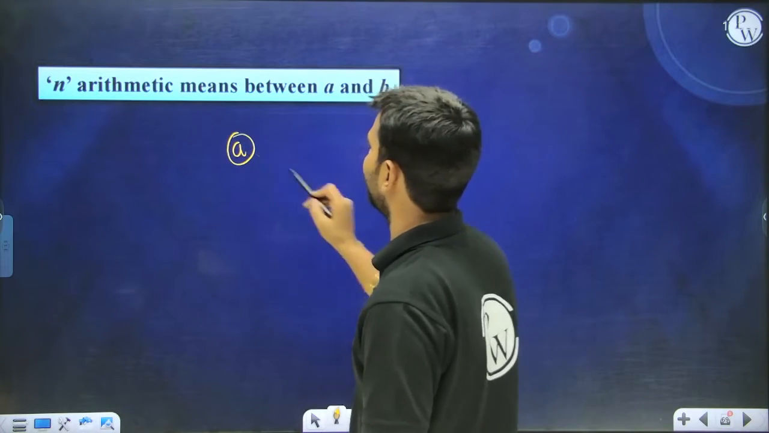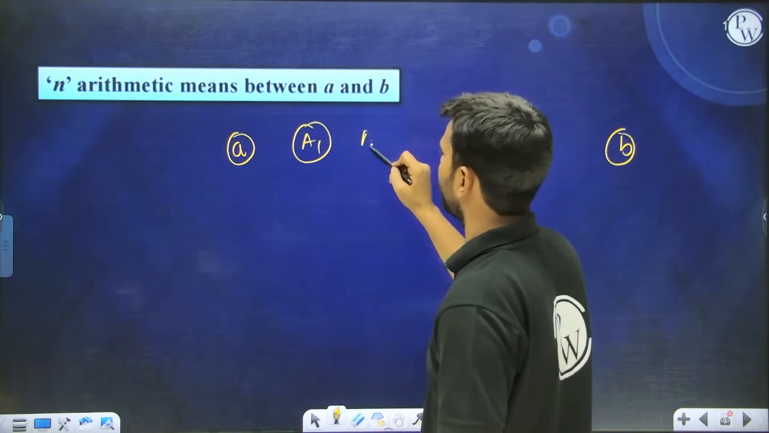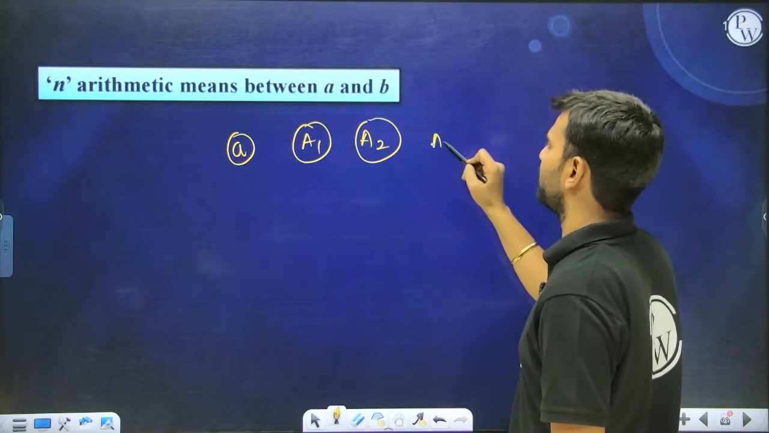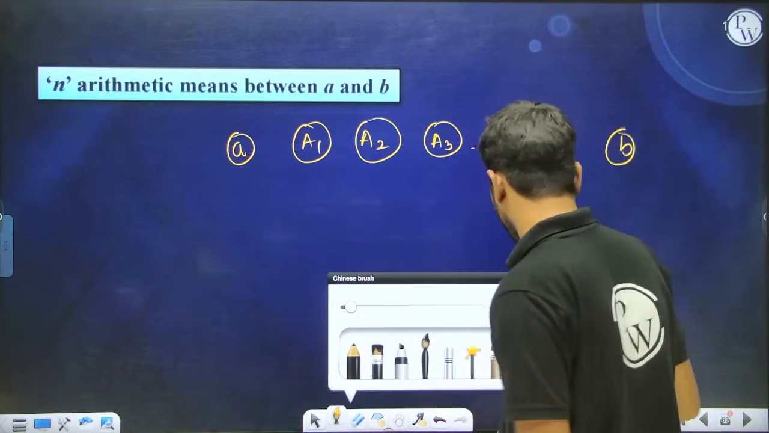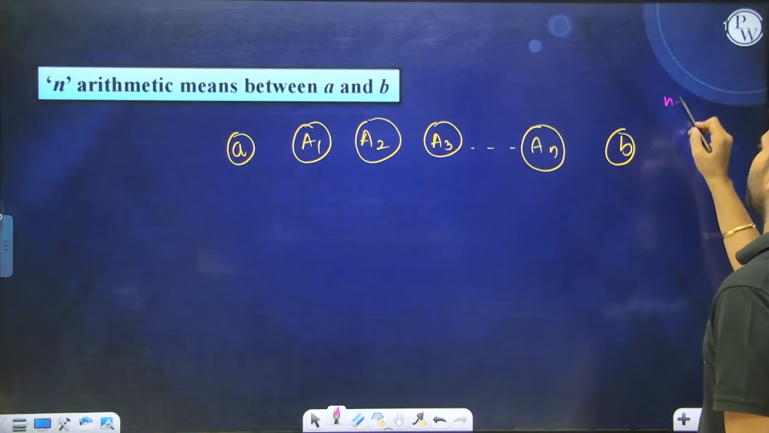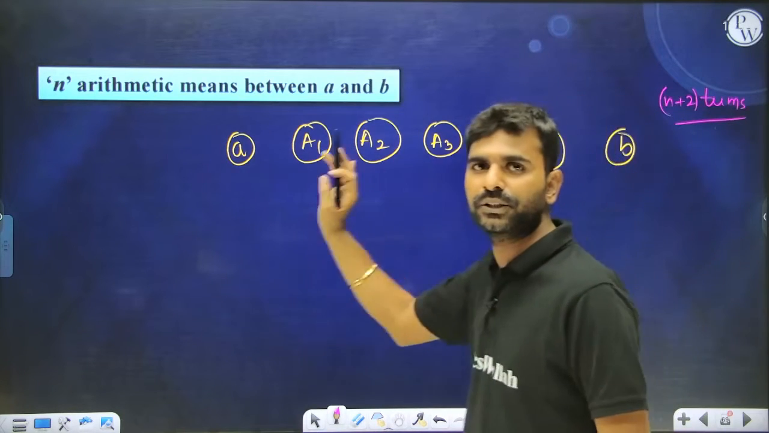Let's say this is A and this is B. If I have to insert n arithmetic means, let's say this is A1, the first arithmetic mean, this is A2, the second arithmetic mean, this is A3, the third arithmetic mean, and so on, this is the nth arithmetic mean. So in total these are how many terms now? N plus 2 terms. These n plus 2 terms will be forming an AP now, that's it. This is the only concept.